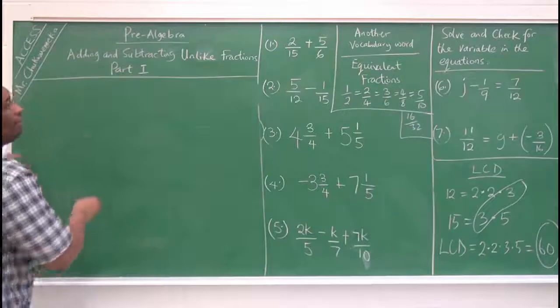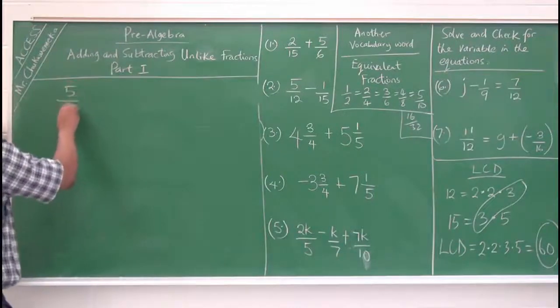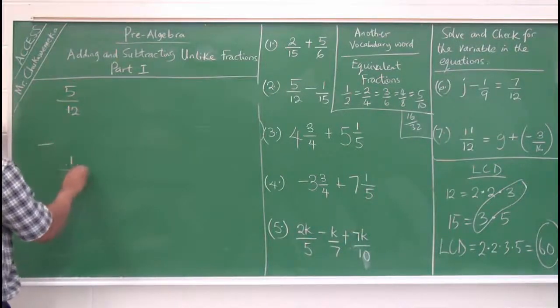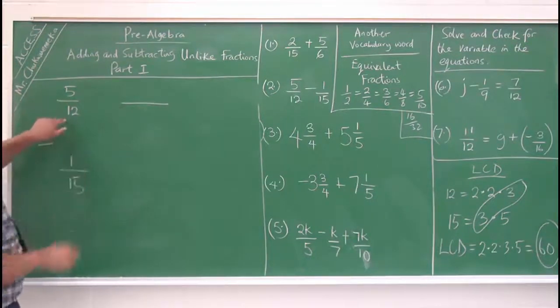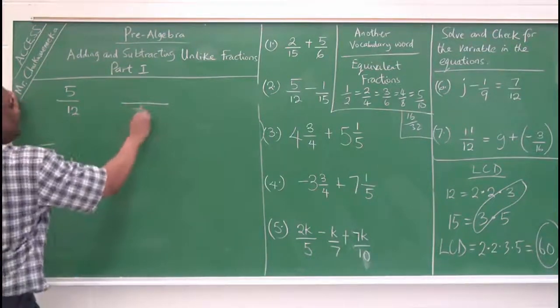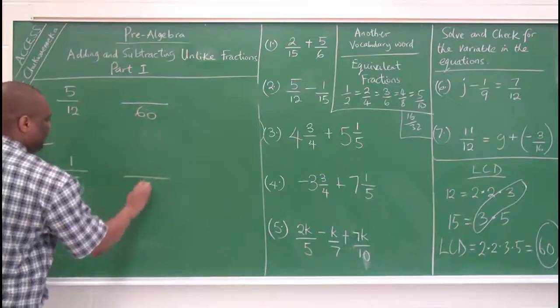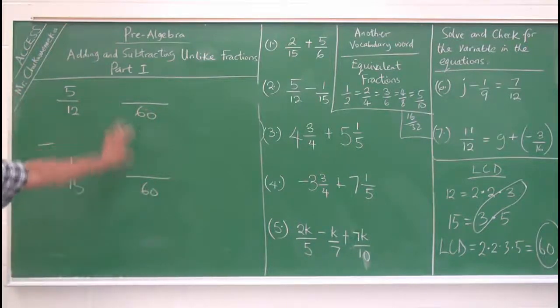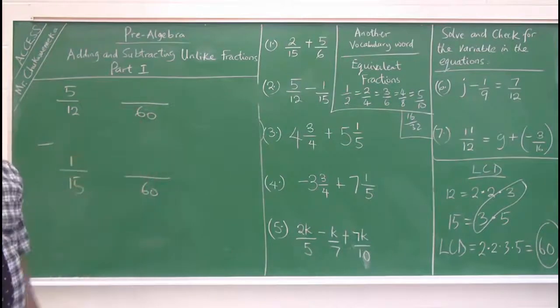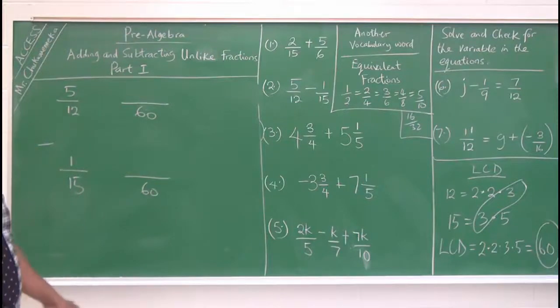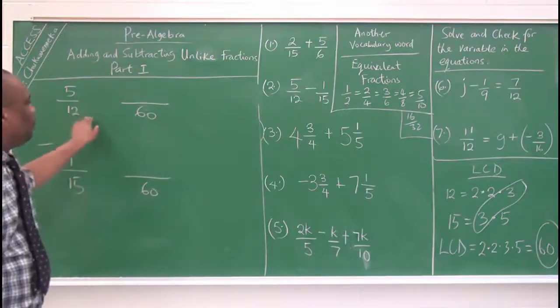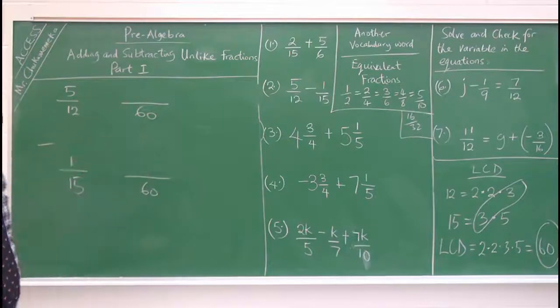And this gives us now 5 out of 12 minus 1 out of 15. So the least common denominator we found was 60. Then the next thing is to find an equivalent fraction. Okay? So what will you multiply by 12 to give you 60?